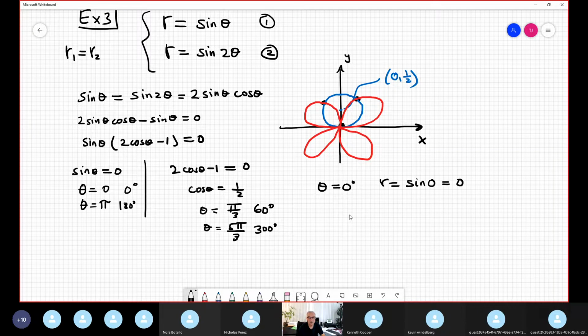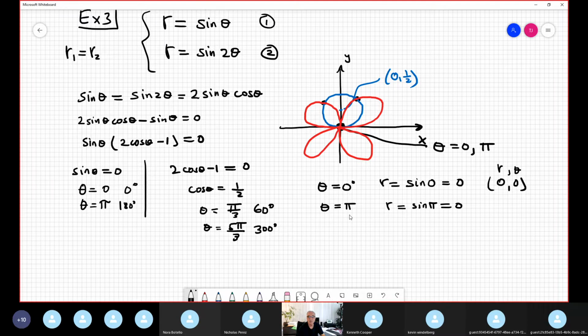And sine 0 is 0. And the point is 0, 0. But r and theta in rectangular is the same. It's the origin, 0, 0. And theta equal 180 degrees or pi. It's exactly the same. r is equal to sine pi, and sine pi is 0. So this point is for theta equals 0 and pi.